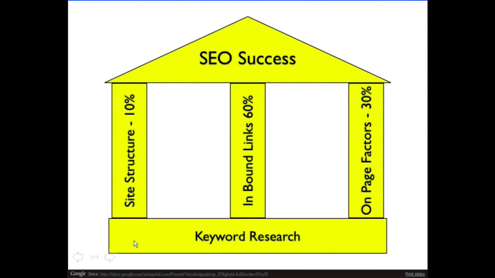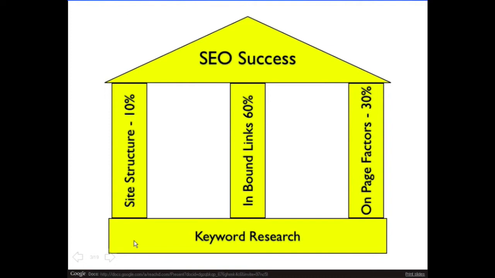If you get your keywords wrong and you're optimizing your website, then you might show for a keyword phrase, but it might not be one that people search for very often. So it's really foundational to discover how people are searching. And then the 3 pillars there that I've put: site structure, inbound links, and on-page factors. Now, you notice that those 3 things don't add up to 100% of the formula for SEO success. There are other things, but those are the 3 primary ones.